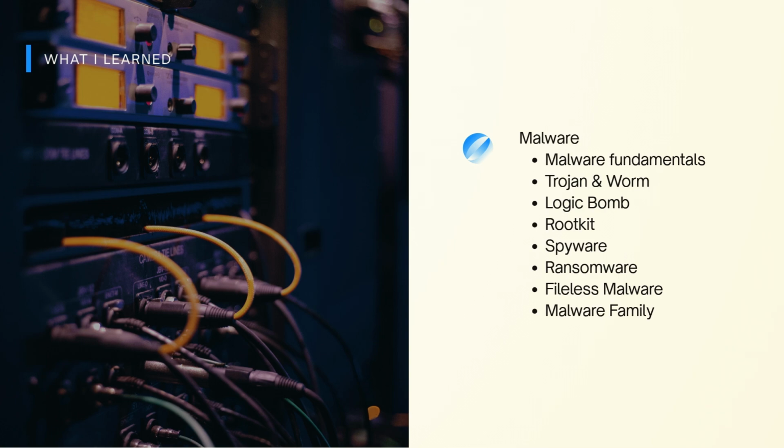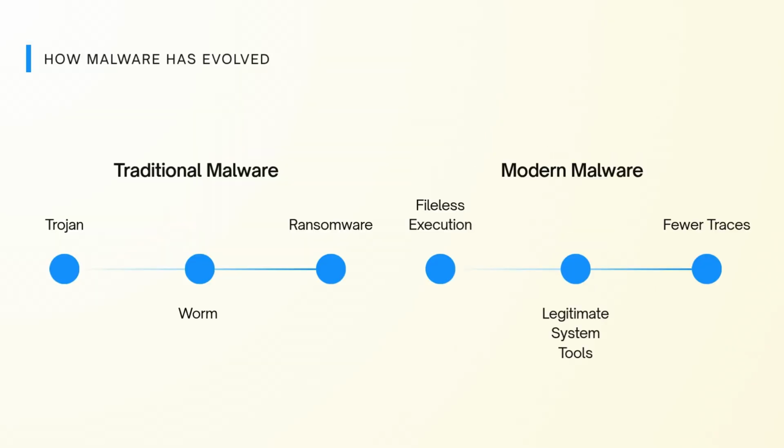From the lecture, I covered malware fundamentals: Trojans, worms, logic bombs, rootkits, spyware, ransomware, and so on. But the two concepts that stood out most were fileless malware and malware families, because they show how attackers think today, not just how to break in, but how to stay invisible once inside. So how has malware actually changed over time?